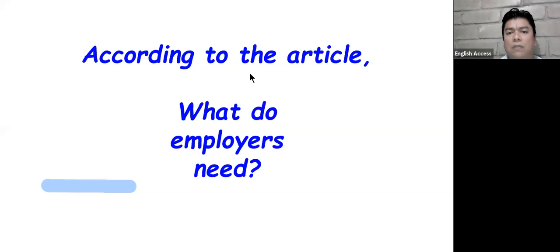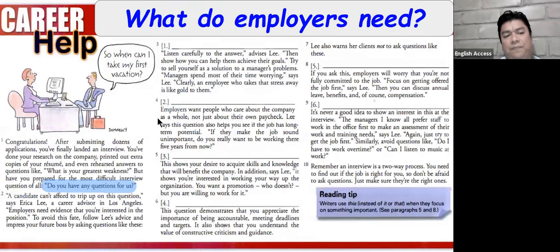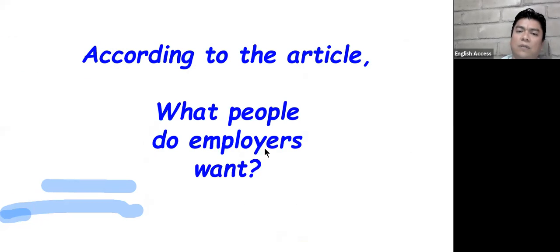According to the article, what do employers need? 1 minute on the clock, go. Very good, Leslie. Employers need evidence that you're interested in the position. Very good. Next question. According to the article, what people do employers want?